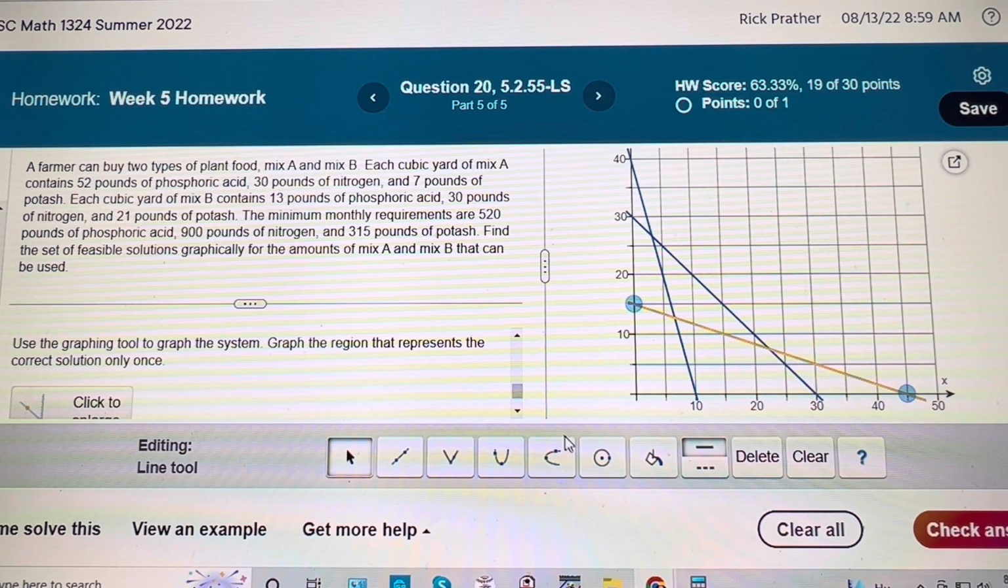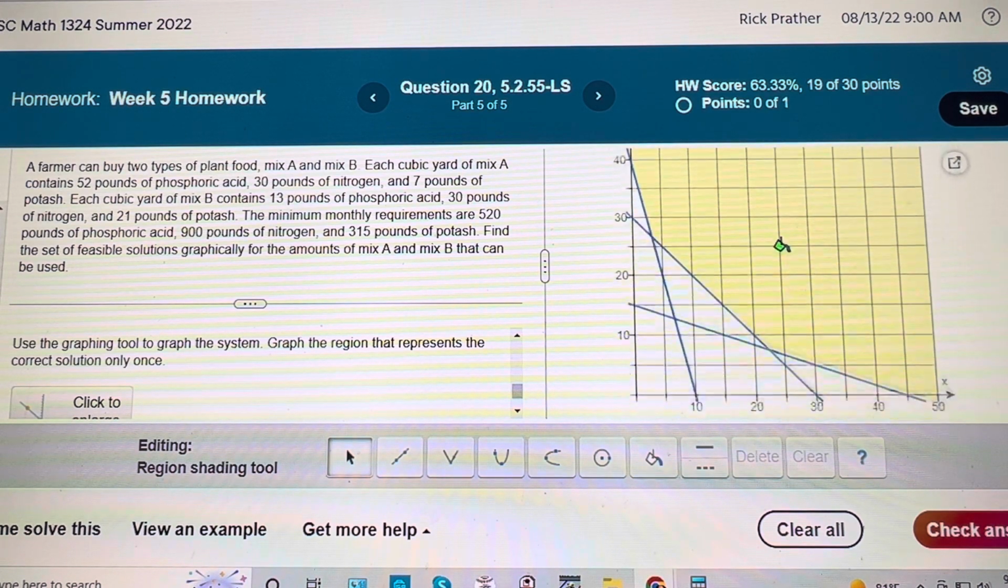So there's your 3 lines, and you're greater than all of them. So it's going to be one of these unbounded ones that's out here. You need to stay above this one, and above that one, and above this one. So you're way out here in this region. It's unbounded, so there will be no maximum answer.